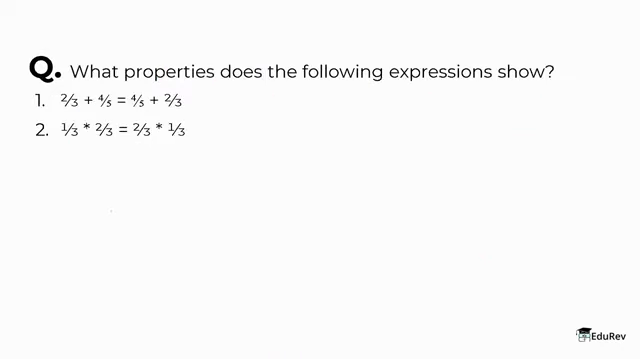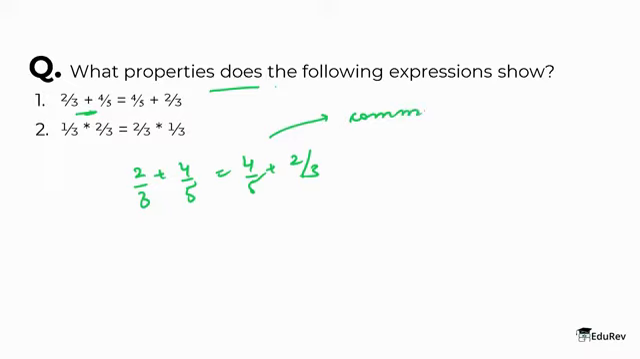Alright, so the last question of the day asks what kind of property the following expression shows. The first expression is 2 by 3 plus 4 by 5 is equivalent to 4 by 5 plus 2 by 3. Now there are two different rational numbers in this, and we can change the order of the operands, and it holds true for the case of addition. So I would say that it's the commutative property.